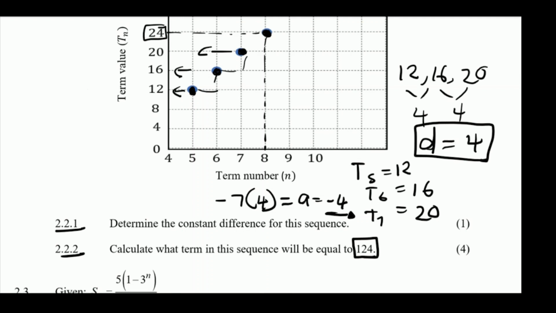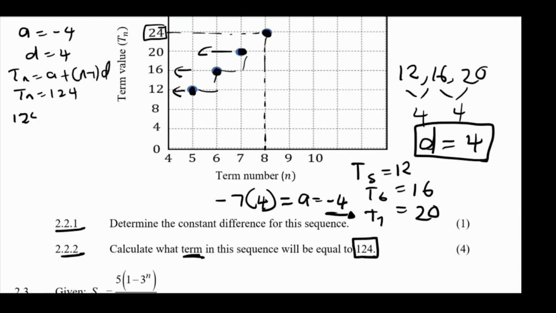So we're having our a value being equal to minus 4, we're having our d value being equal to 4, and our Tn is equal to a plus (n minus 1)d, right? And we are asked to find the term such that it's equal to 124. So Tn is equal to 124, so meaning we're going to say 124 is equal to our a value, which is minus 4, plus (n minus 1), our d value is equal to 4. So you're going to say 124, and then you transpose the minus 4 to the other side. We have plus 4 is equal to the 4 multiplied by the n is 4n.